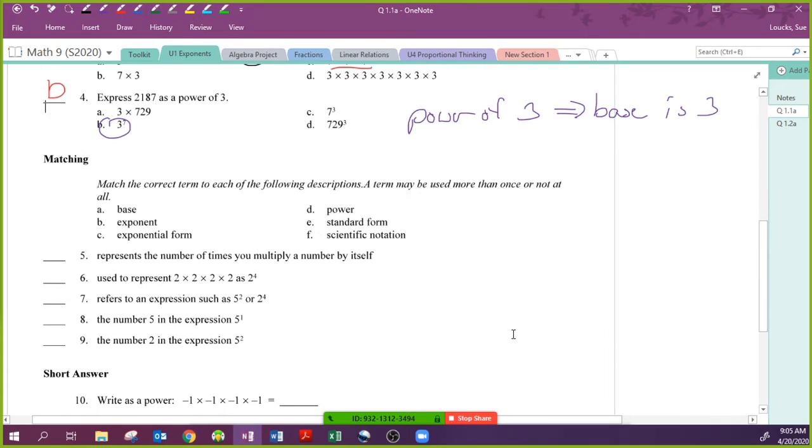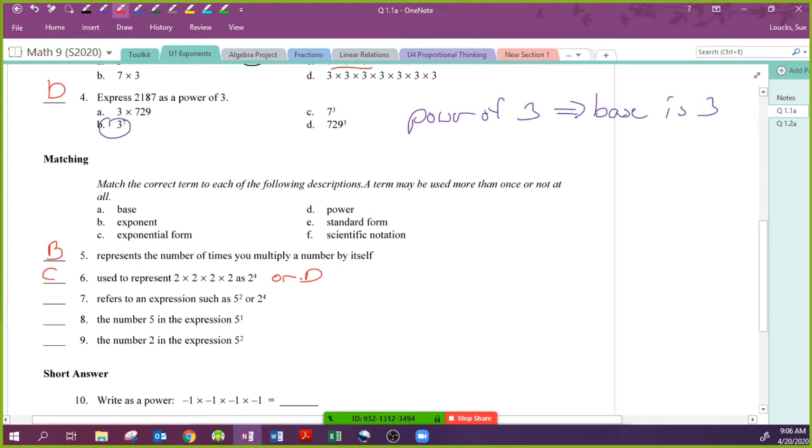Matching represents the number of times you multiply a number by itself. That is the exponent. That's what tells us what number we're multiplying and how many times we're multiplying it by itself. Haiti, I will get to that in a moment. Used to represent 2 times 2 times 2 times 2. I didn't count those properly as 2 to the 4. That is actually supposed to be C. That is what we call exponential form, but I did accept D as well because 2 to the 4 is a power, so I consider that to be okay.